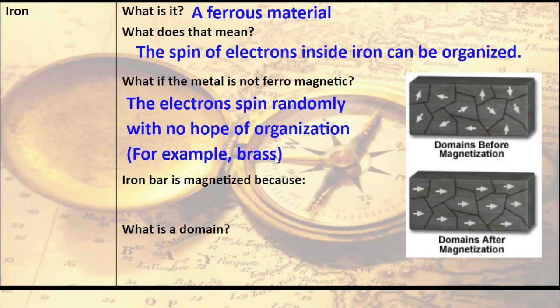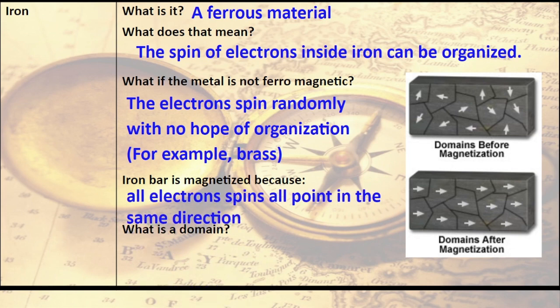So let's think of brass, for example. Brass is a material that is not magnetic. So let's take a look at why iron can be magnetized. And iron is able to be magnetized because all the electrons are able to spin and point in the same direction. And over here we see that. Again, these little arrows are a visualization for those spinning electrons, just showing us that they're all spinning and pointing in the same direction.